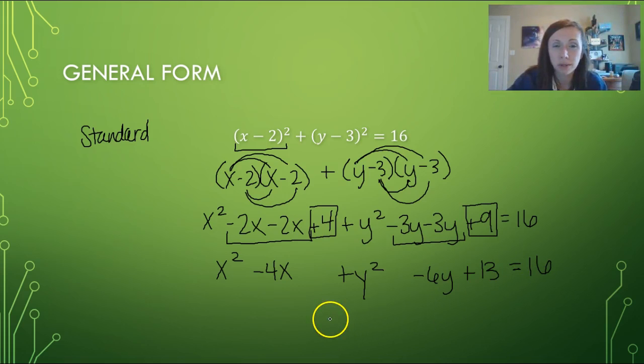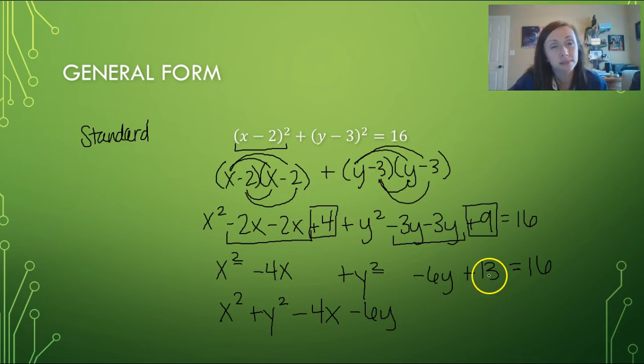Now we like to do some rearranging usually for general form. We like to put all of our exponents in order from greatest to least, and then also alphabetical. So that means it will be x squared first, then the positive y squared. Then counting down, so that means to the first power, the -4x, and then the -6y.